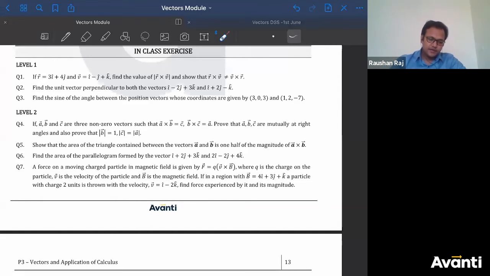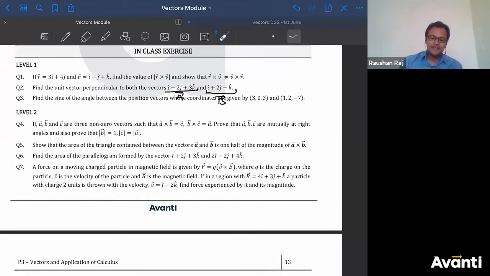Question number 2. Find the unit vector perpendicular to both the vectors. I have already solved this question in the class, but I think you are having problems. In which concept do you get this particular condition that a vector will be perpendicular to two vectors? If I name this vector A and this vector B, tell me what will be the direction of vector A cross B. When do you get a vector which will be perpendicular to both A and B?